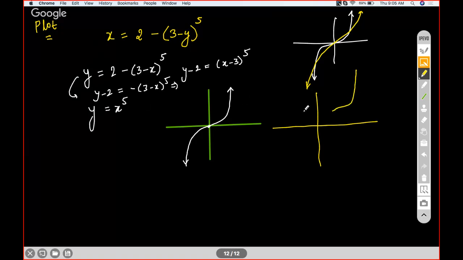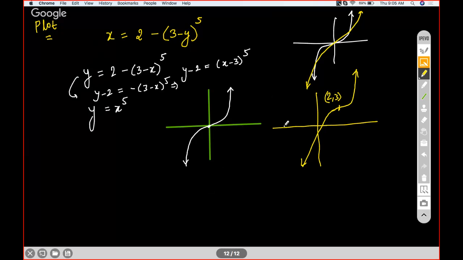Just be careful whether it's passing through origin or not. Origin will not pass. When x is 0, y will be a negative number. So it will pass like this. So this point will be 2, 3. Correct?